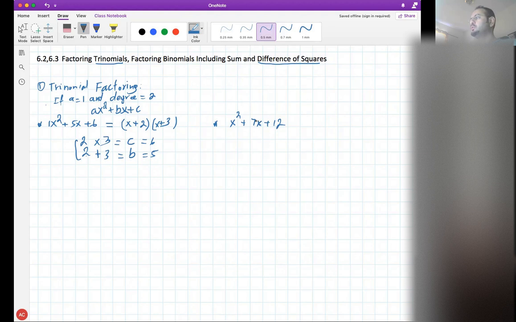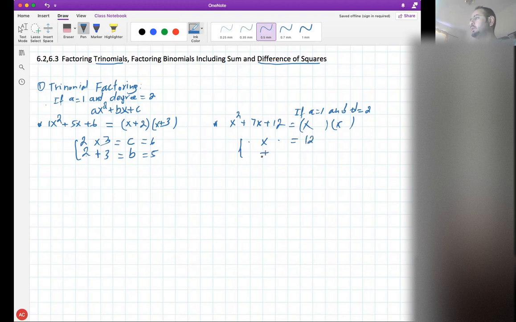So if there is no GCF, check if you have 1 here and 2. So if A is 1 and the degree is 2, okay? If you have 1 here and 2, again, we can immediately start with two sets of parentheses. So now we need to find two numbers that multiply to what? 12. That's right. We need to find two numbers that multiply to C, which happens to be positive 12.